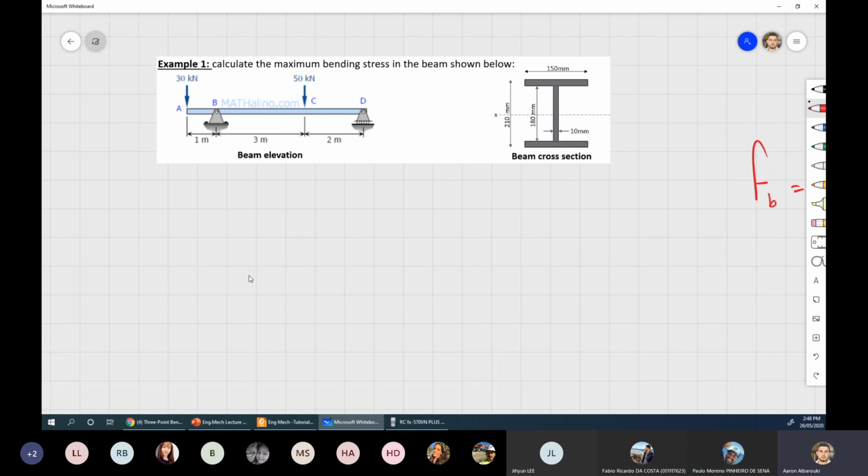Aaron? Yes, mate. Do we have the Ixx of this beam? This is your cross section. Oh, sorry. Yeah. Do we have it? Because we already calculated this one. Yes, you already calculated. Would you mind calculating again, just to double check? Okay. Yeah, because I already found the other values. Yep. It's just for practice, that's all. Okay, I'll do it again. No worries. Thank you.